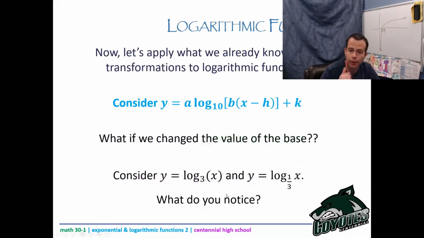All right, well, what if we change the value of the base? So what I want you to do is consider y equals log base 3 of x and y equals log base 1/3 of x. So I'm going to change the base, and I'm going to compare the base being a number greater than 1 and a number that's a fraction, some number that's between 0 and 1. Now, this is going to feel very similar to what we did yesterday with exponential graphs. I'm going to show you what these graphs are, but I'd love it if you tried yourself.